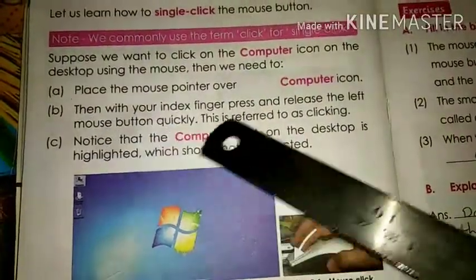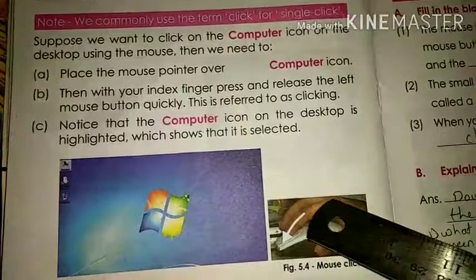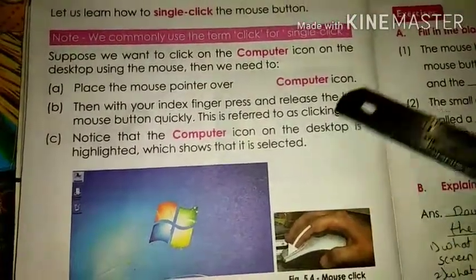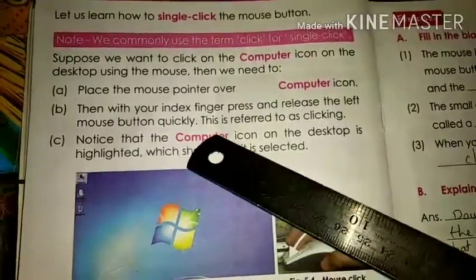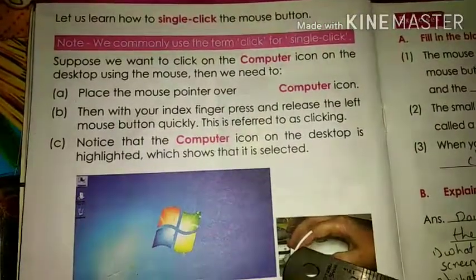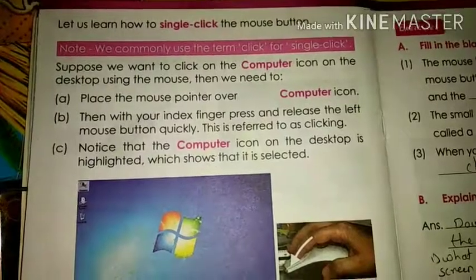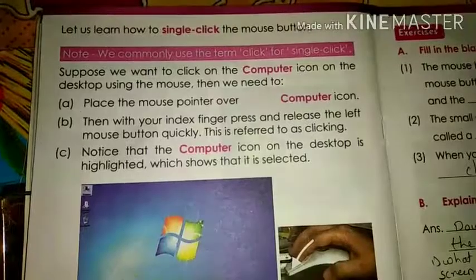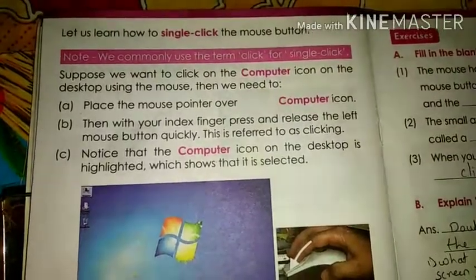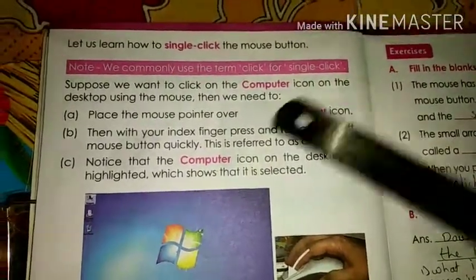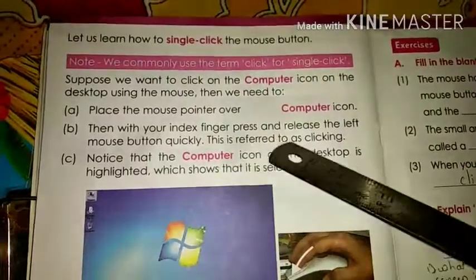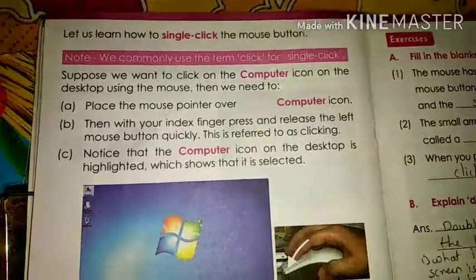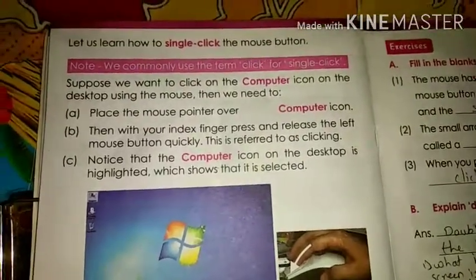Then your index finger presses. With your index finger you have to press and release the left mouse button quickly. You need to press it quickly and release the mouse button. Which button are you going to press? Left button. Your index finger should be on the left button of the mouse. This is referred to as clicking. This procedure is called clicking, a single click.